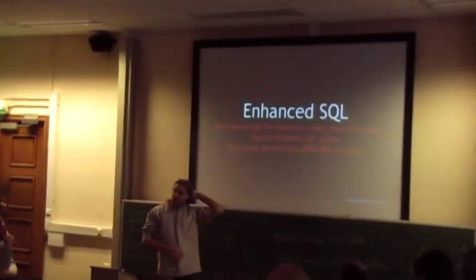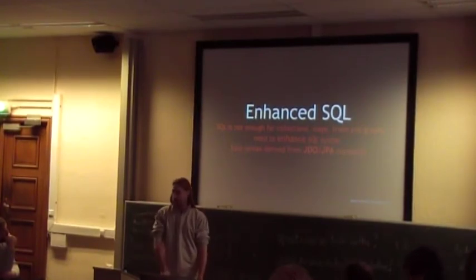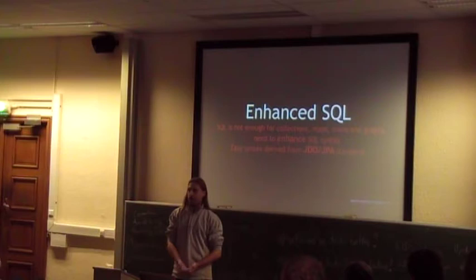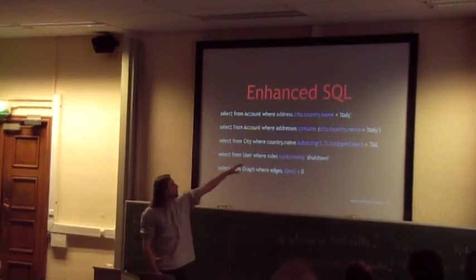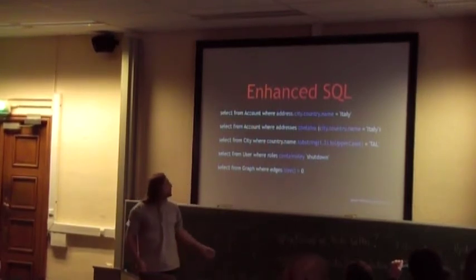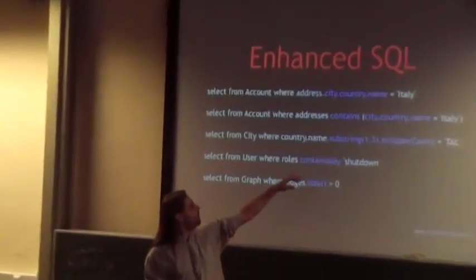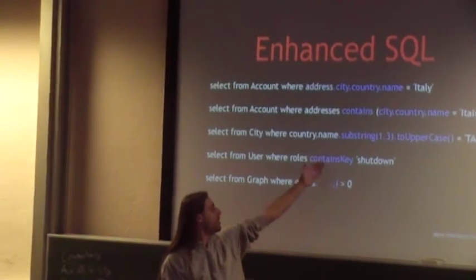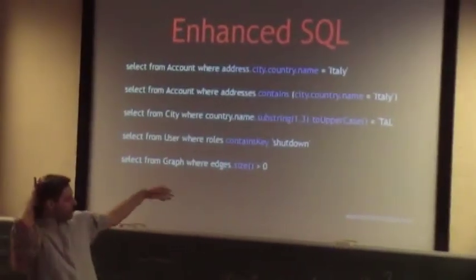But obviously, SQL itself was not enough for a document database and NoSQL database. So we extended it with more features to use collections, maps, trees, and graphs. For example, relationships are accessed by dot notation, just like you write your code. You can work with collections, just like Java. For example, contains, you work with strings, maps, and you can see the sides of edges.